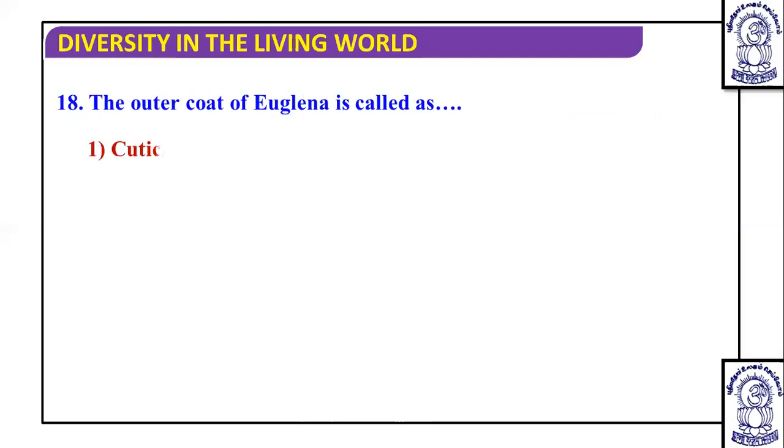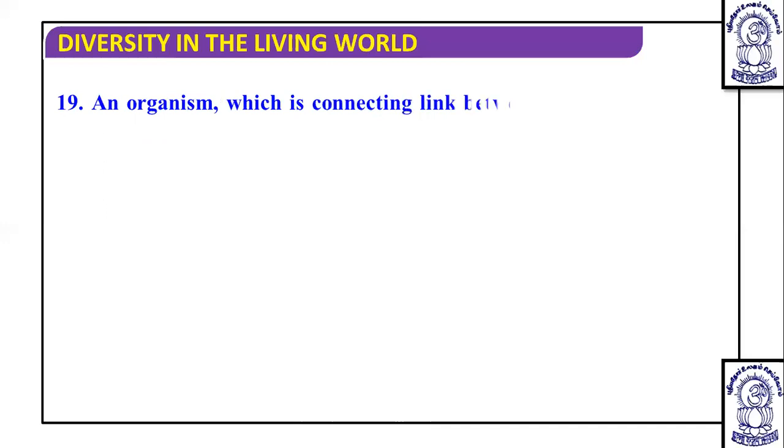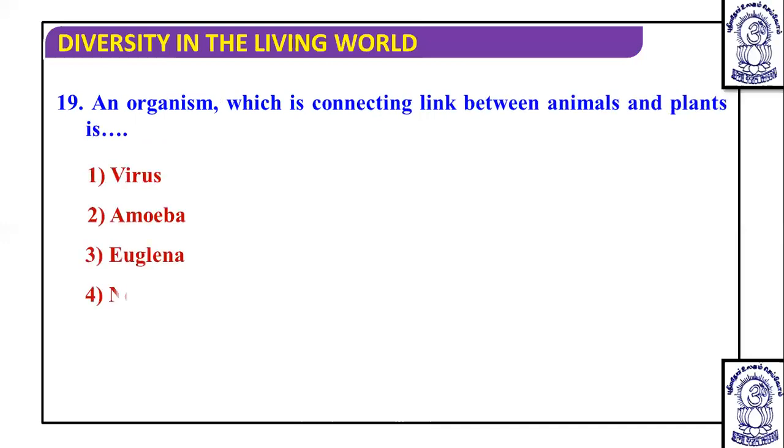The outer coat of euglena is known as pellicle because the cell wall is absent. Then the organism which is the connecting link between animals and plants is euglena. Why? Because it has plant-like and animal-like characteristics, and because of this it is also known as a plant-animal.